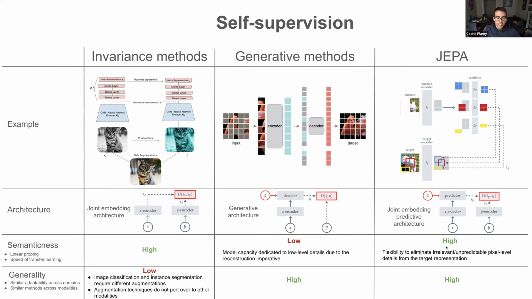And the reason why it's high in generality is for the same reason that the generative methods score high in generality. But the reason why JEPA scores high in semanticness is because it doesn't have to dedicate model capacity to low-level details to reconstruct things in pixel space. The model has the flexibility to eliminate irrelevant or unpredictable pixel-level details because you're operating in embedding space.